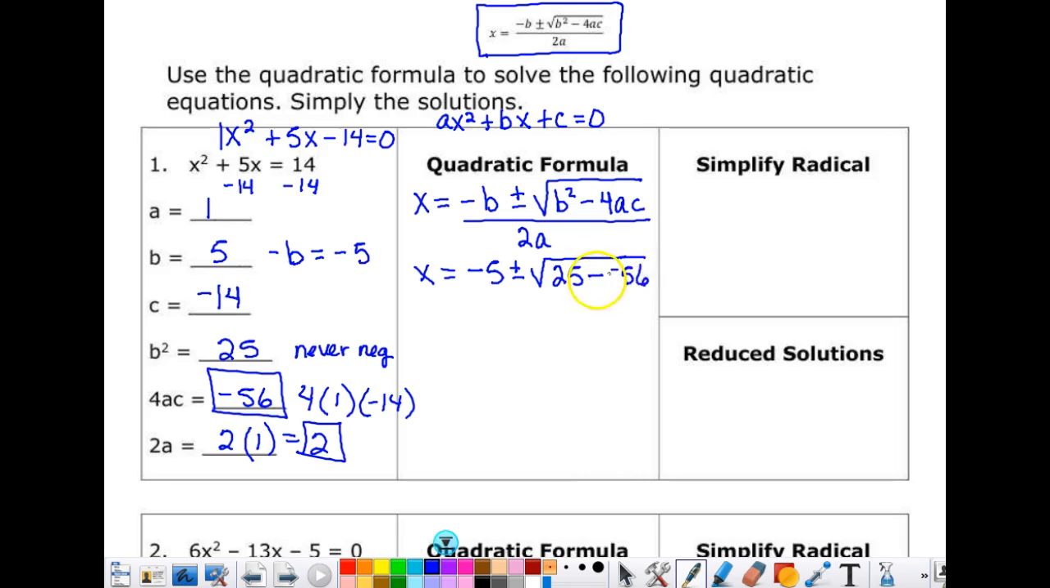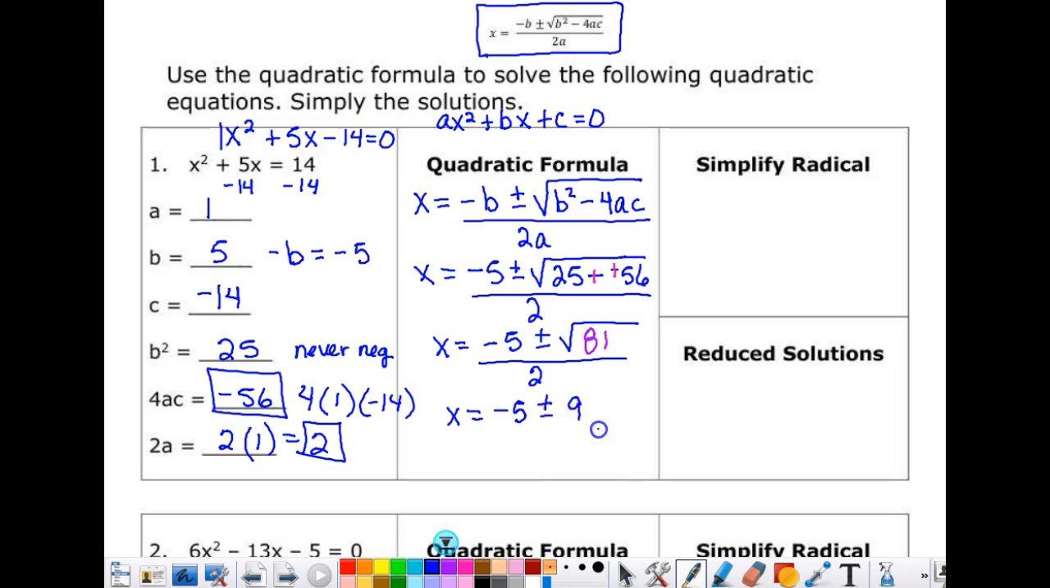And yes, I know we have a double negative there, but you just got to be careful. Maybe in a minute you can fix it to be a positive. And then you have divided by 2. So you have negative 5 plus or minus. That does become a positive. When you have a minus a negative, it changes to a positive. So you have 81, 25 and 56 is 81 over 2. So then you have negative 5 plus or minus 9. The square root of 81 is 9 over 2.